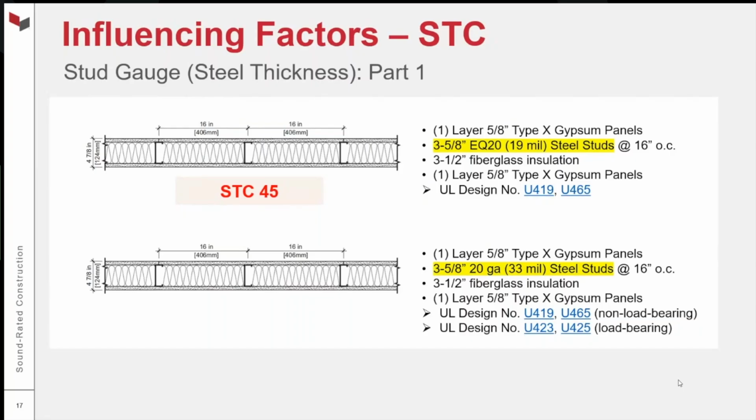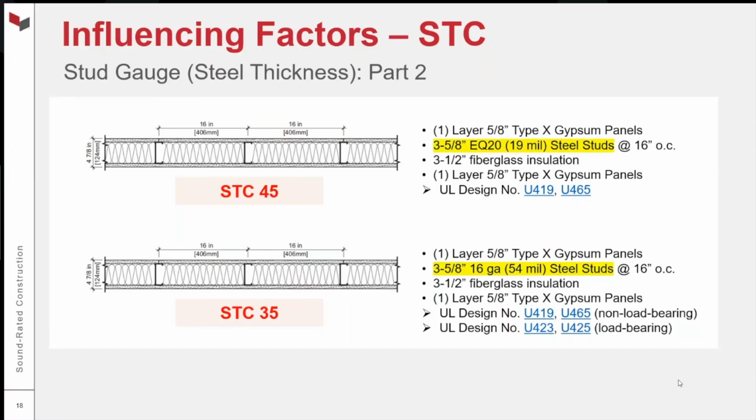So STC 45 for the 19 mil studs, 16 inches on center, STC 40 when you increase that steel thickness to a 20 gauge 33 mil structural stud. A 5-point reduction is not insignificant. That is a very noticeable reduction. Let's take this one step further. Again, the wall on top is the wall that we've been looking at all along, 19 mil EQ20 steel studs, 16 inches on center. Now on the bottom, we've changed out those studs to 16 gauge 54 mil structural studs. And you've dropped another 5 points from the 20 gauge structural. You're down to STC 35.